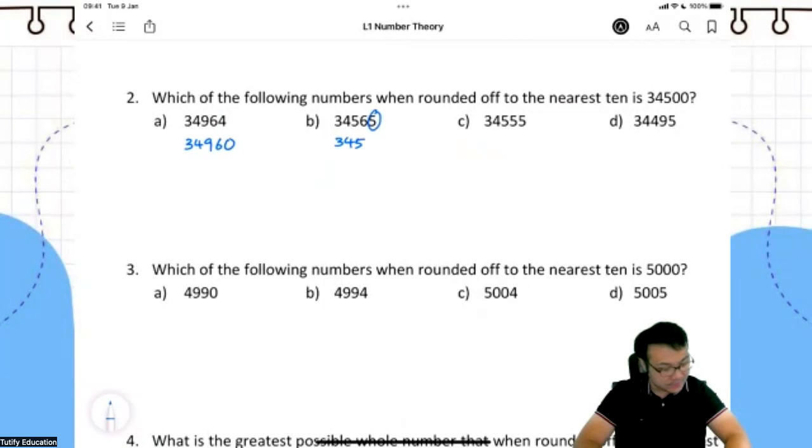3, 4, 5. Because this is a number 5, we round up: 7, 0. This is a number 5, so I'm going to round up: 3, 4, 5, 6, 0. This is a 5. I'm going to round up: 3, 4, 500. Because this is already 90, the next thing after that is 100. So it has to be 500. And they're asking you for 34500. The answer is D. There you go.